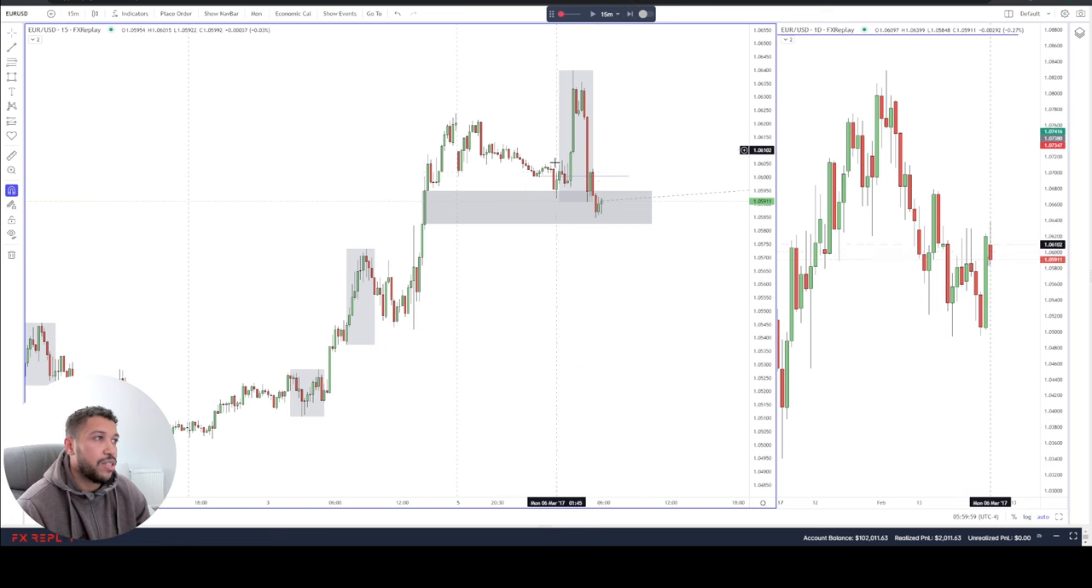Okay, this is interesting, right? So what I'm currently thinking, price in the London session has aggressively moved up, and it's taken buy side liquidity. Now it's aggressively displaced lower. We've broken structure here, okay?